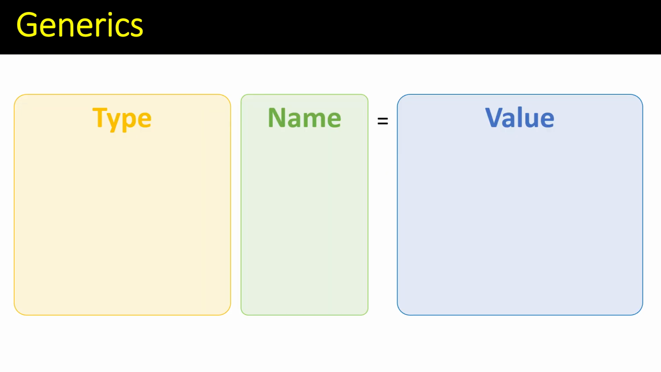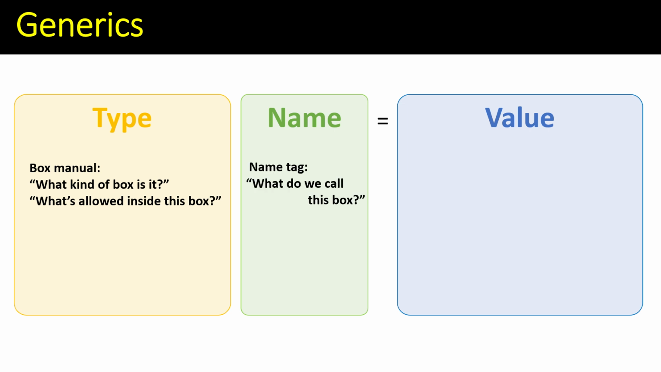When you declare a variable in Java, you can think of it as having three parts: type, name, and value. The type is like the box manual. It answers two important questions: what kind of box is it, and what's allowed inside this box? The name, as the term suggests, is like a name tag on the box. It answers the question, what do we call this box, so we can refer to it in our program.